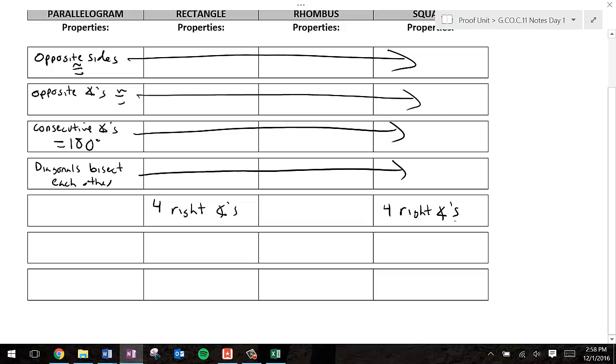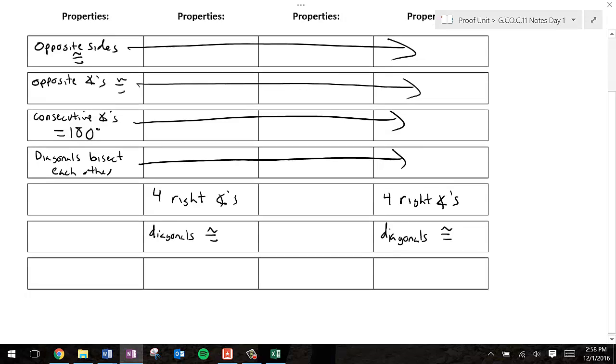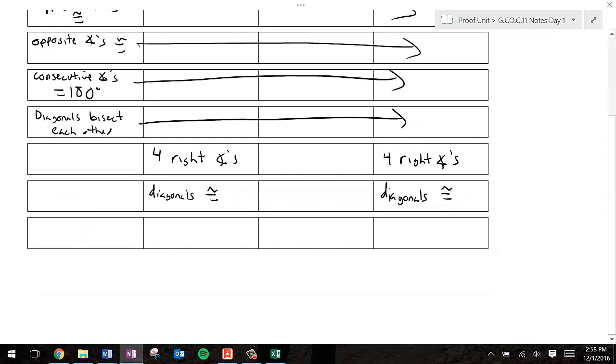The other thing that's true about rectangles is that our diagonals are congruent to each other. And once again, a square is just a rectangle, so our diagonals are congruent in that figure as well. And that about rounds out what a rectangle's specialties are. So it's got all 4 of these properties of a parallelogram plus those extra 2. The rhombus has 2 extras as well. Our rhombus has perpendicular diagonals.